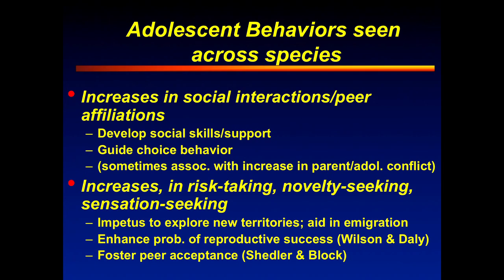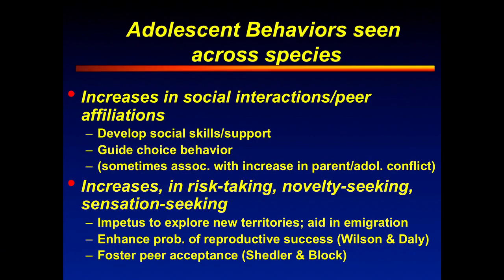So I'm going to focus here on two adolescent-specific behaviors. One is increases in social interactions and peer affiliations. People have argued that there is this increase in focus on peers; for instance, human adolescents spend four times more time with their peers than they do with adults during this period. So there's a big focus on peer interactions. And it's been argued, in human adolescents and other species, that one function of this is to help individuals develop social skills and support away from the parents and the family unit, and to help guide choice behavior.